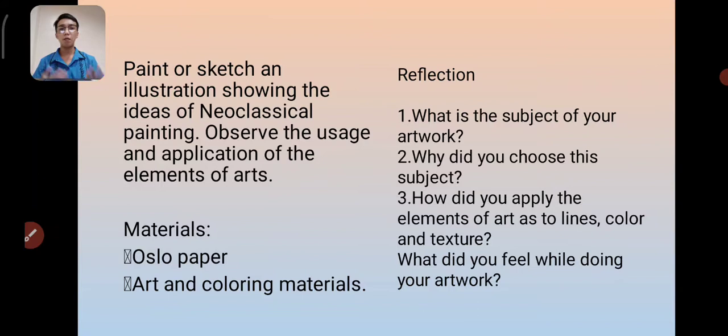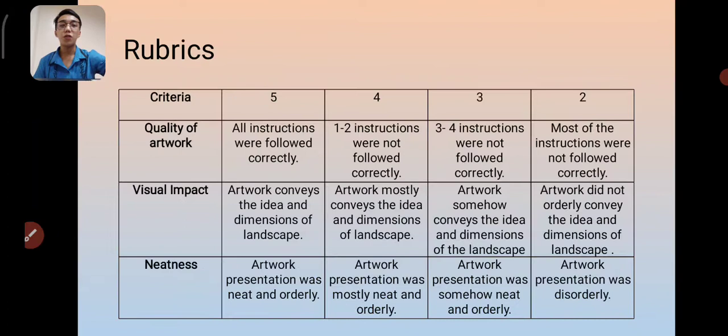After you draw, sagutin niyo ang reflection. What is the subject of your artwork? Second, why did you choose this subject? How did you apply the elements of arts such as lines, colors, and texture? I know you know what the elements of arts are. And what did you feel doing your artwork? This is the rubrics you need to follow: quality of artwork, visual impact, neatness. Yung tatlong criteria po natin. This is 15 points. This is your quiz, or your assignment.